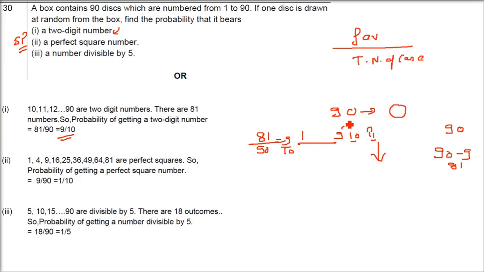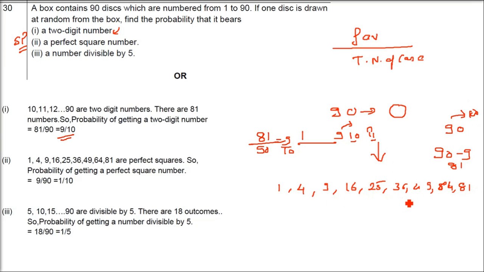Coming to the perfect square number. Now from 1 to 90, what are the perfect squares? 1 square is 1, 2 square is 4, 3 square 9, 4 4 16, 5 5 25, 6 6 36, 7 7 49, 8 8 64, and 9 9 81. 10 10 is 100, it goes up, so we'll not include 10 10.